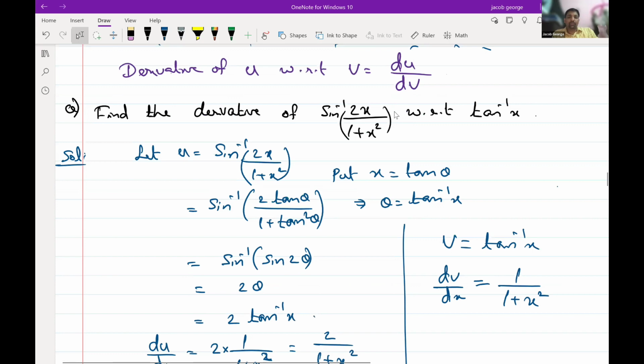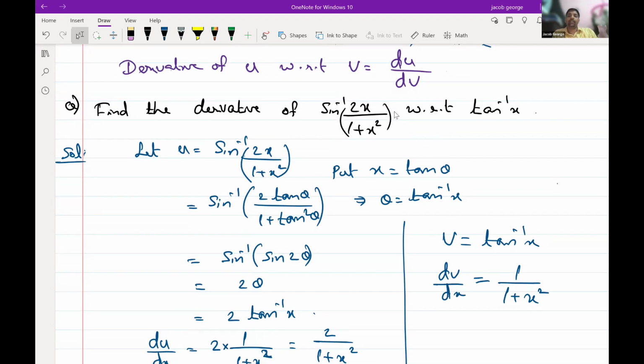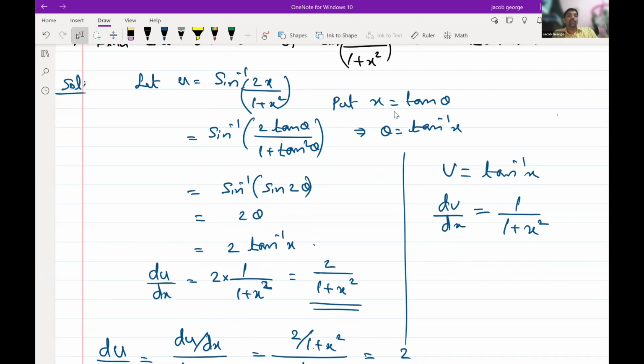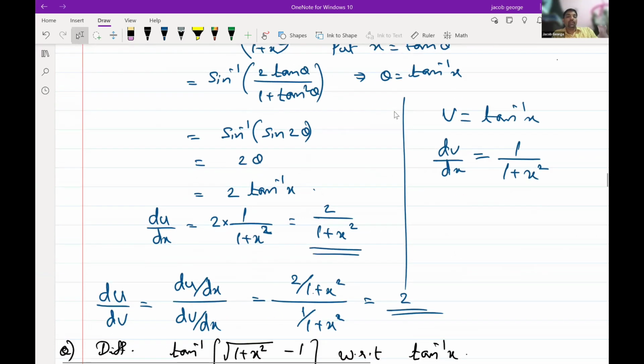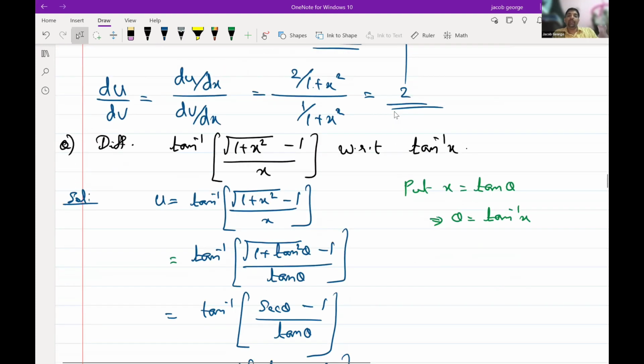Derivative of a function with respect to another means we take one of them as u and find du by dx. And second, we write v and find dv by dx. Then u with respect to v means we have to get du by dv. Du by dv is du by dx divided by dv by dx. That is the method of differentiating a function with respect to another, u with respect to v. So du by dv is du by dx by dv by dx.